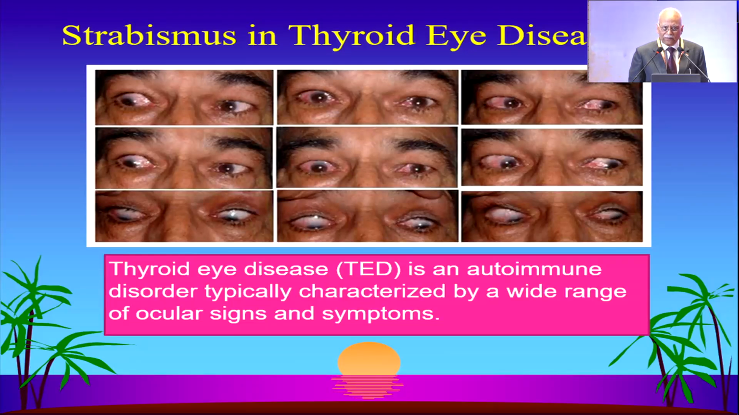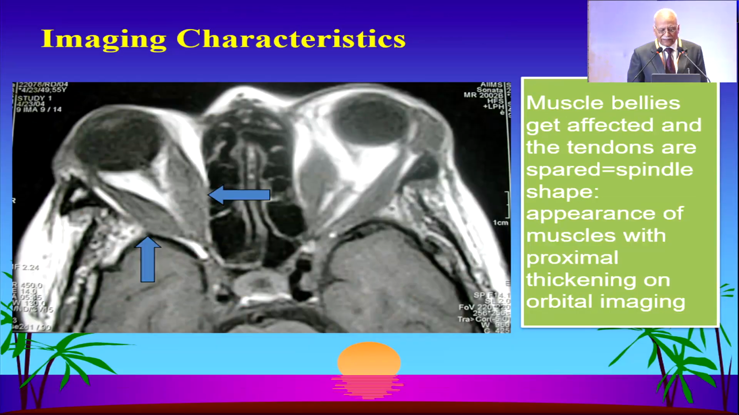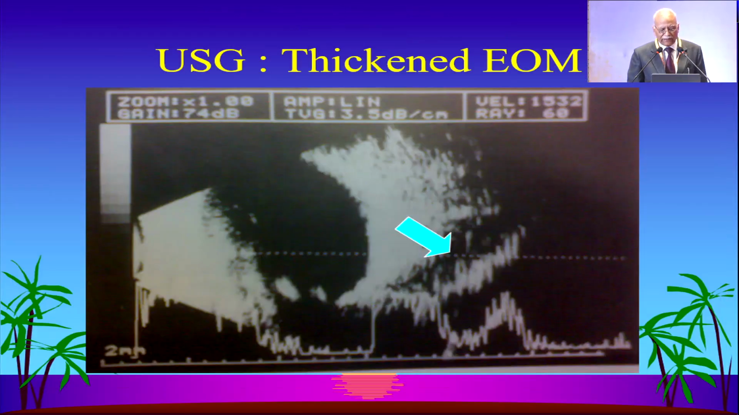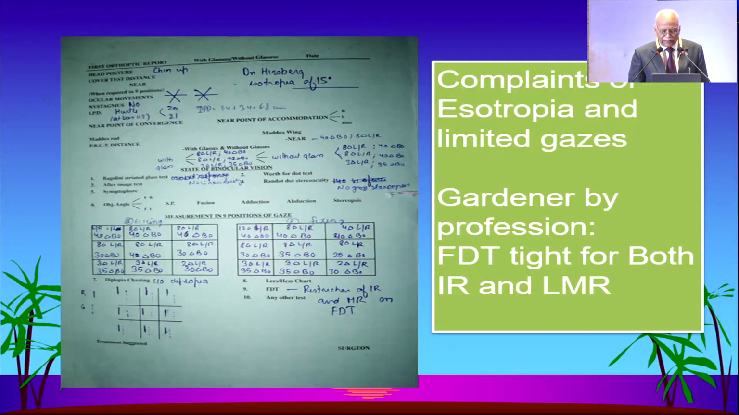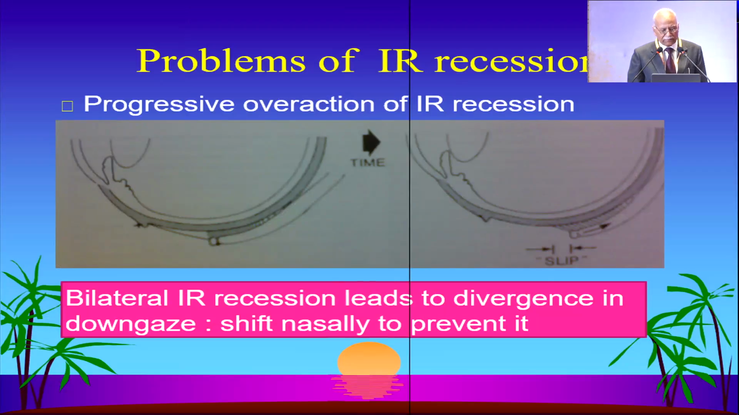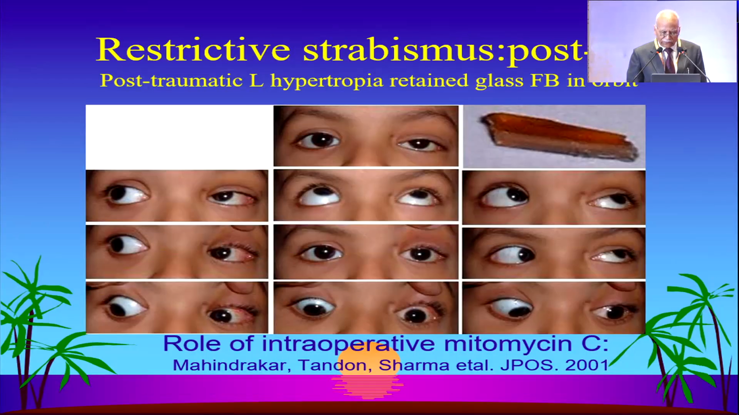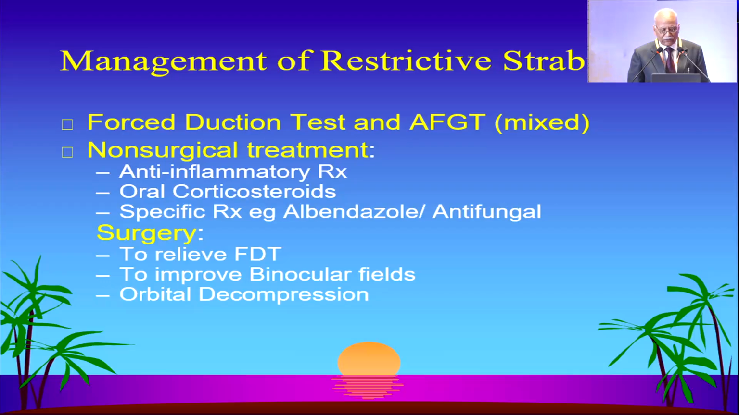Thyroid is another problem which may confuse you at times, and typically on imaging what you find here is that there will be a fusiform dilatation of the muscles. Okay, so keep that in mind on ultrasound or these that you'll get it. So these cases may have a limitation of movements, and you may correct them as per the FDT. I think we are running short of time, so we'll just skip this restrictive problem sometimes, or blowout fractures which may cause it.